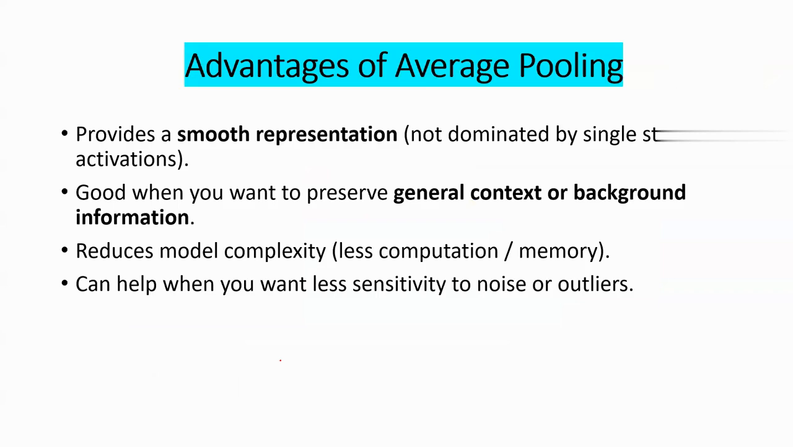Advantages of average pooling. First, it provides smooth representations, and second, it is good when you want to preserve the general context or background information. Third, it reduces the model complexity, with fewer computations and less memory. Fourth, it can help when you want less sensitivity to noise or outliers.